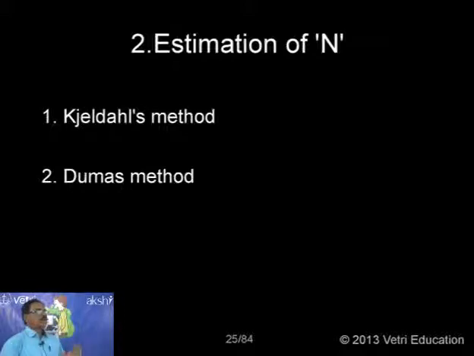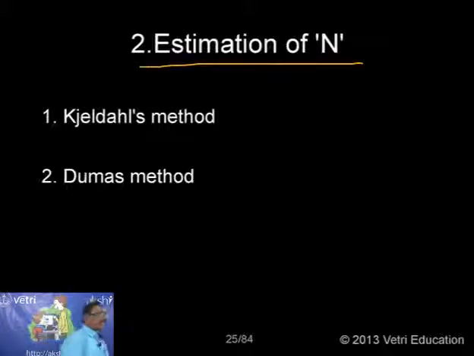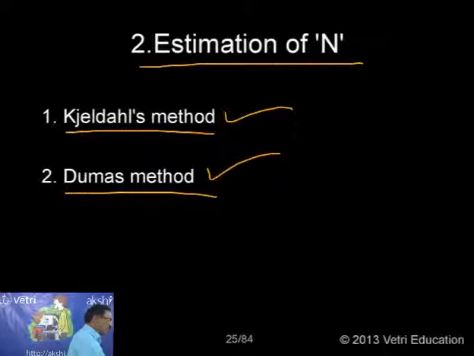I hope I have explained how to determine the percentage of carbon and hydrogen. Let me go to the next step, the estimation of nitrogen, that is, how to determine the percentage of nitrogen. The percentage of nitrogen can be determined in two ways: one is by Kjeldahl's method, another is by the Dumas method. Kindly follow. By Kjeldahl's method we can estimate the percentage of nitrogen, and by the Dumas method also we can determine the percentage of nitrogen. Let me discuss one by one.